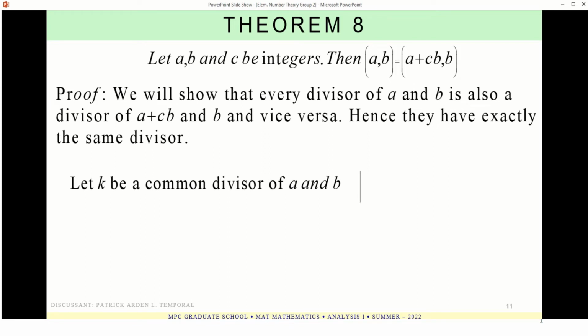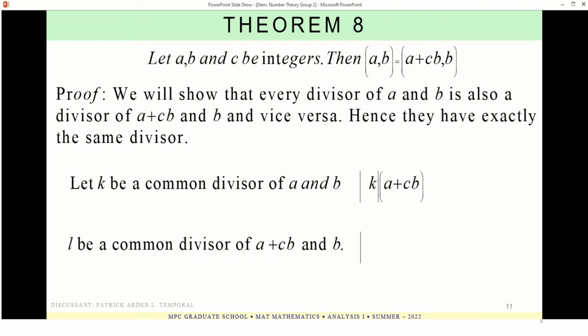Let k be a common divisor of a and b. So k divides the quantity a plus cb. Let l be a common divisor of a plus cb and b. So l divides the quantity a plus cb minus cb, which is equal to a.